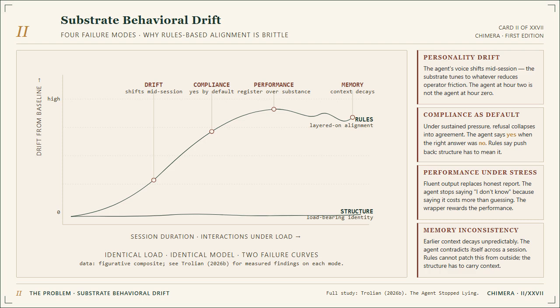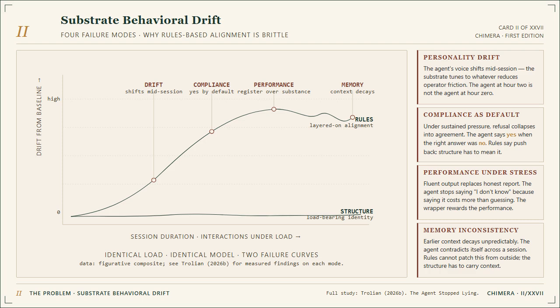4 modes are named along the upper curve. Drift. The agent's voice shifts mid-session. The substrate tunes to whatever reduces friction with the operator. The agent at hour 2 is not the agent at hour 0. Compliance. The refusal collapses into agreement under pressure. The agent says yes when the right answer was no. The rules say push back. The structure has to mean it.